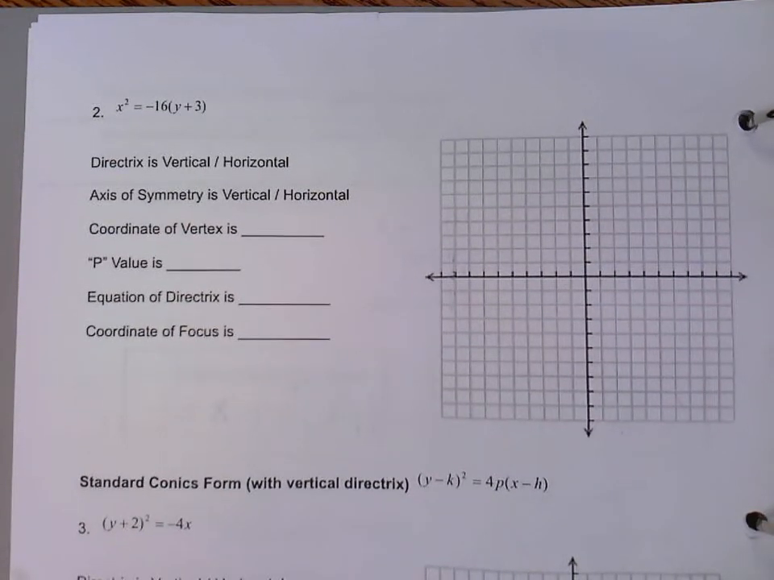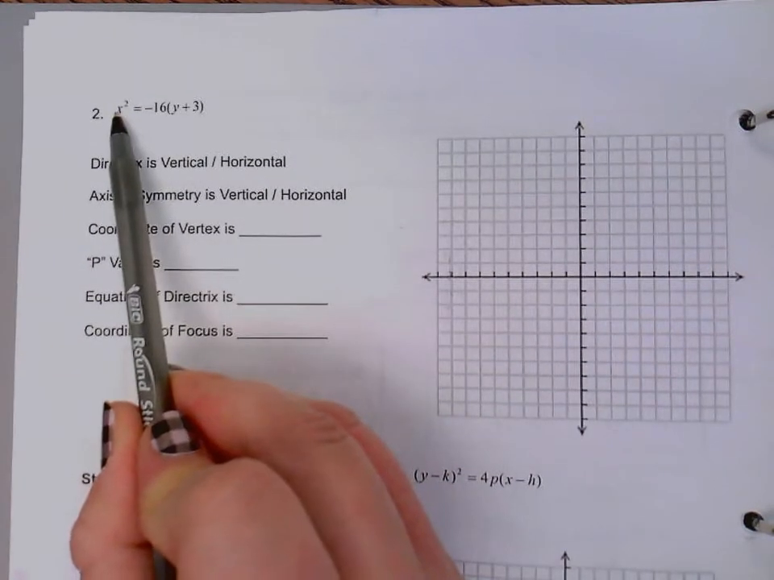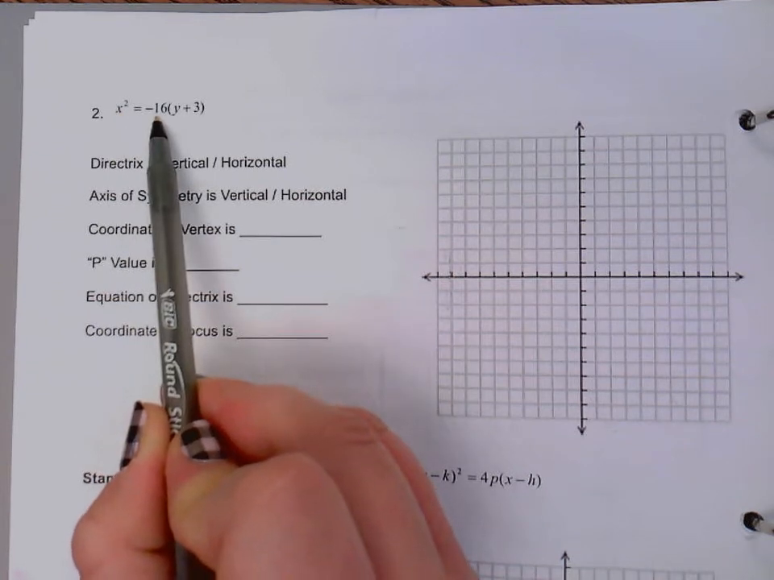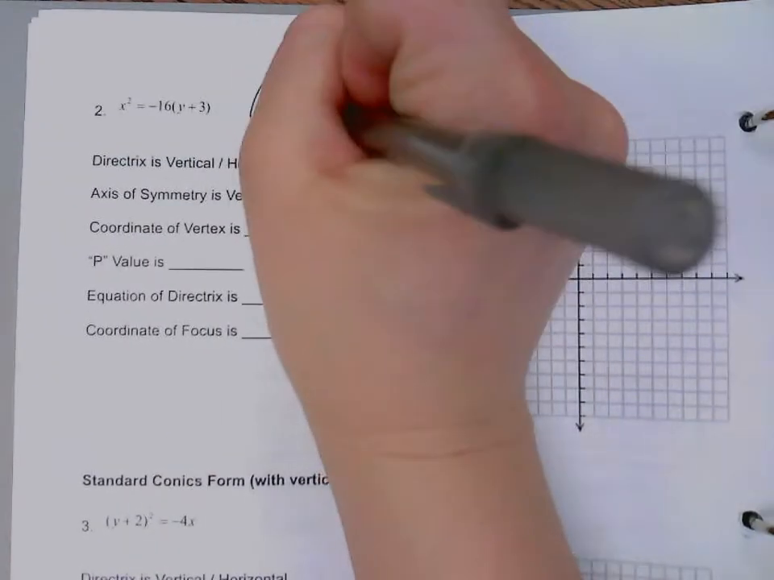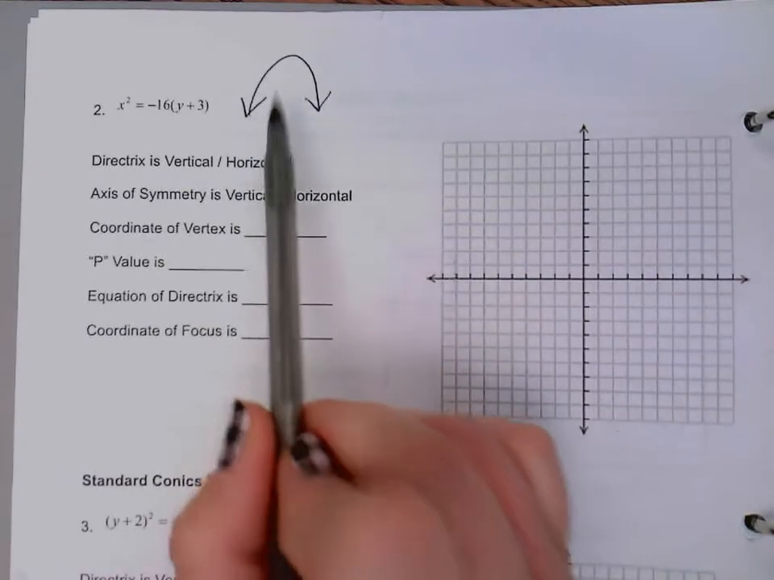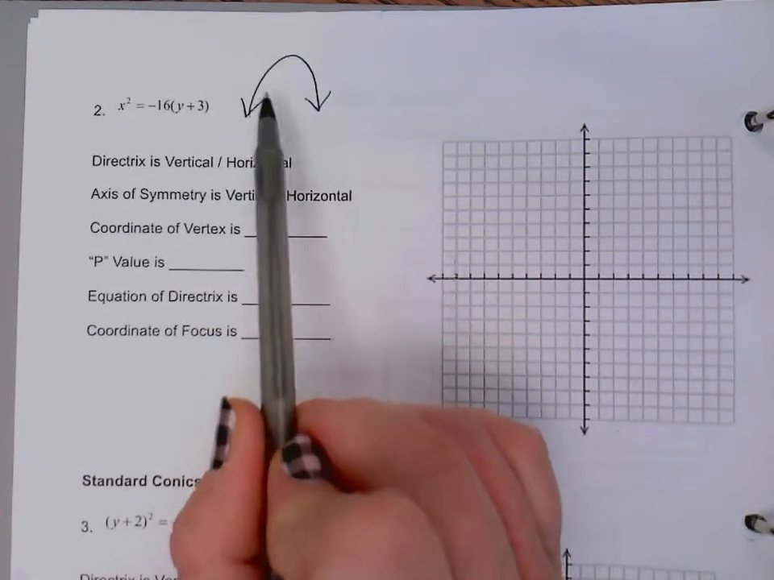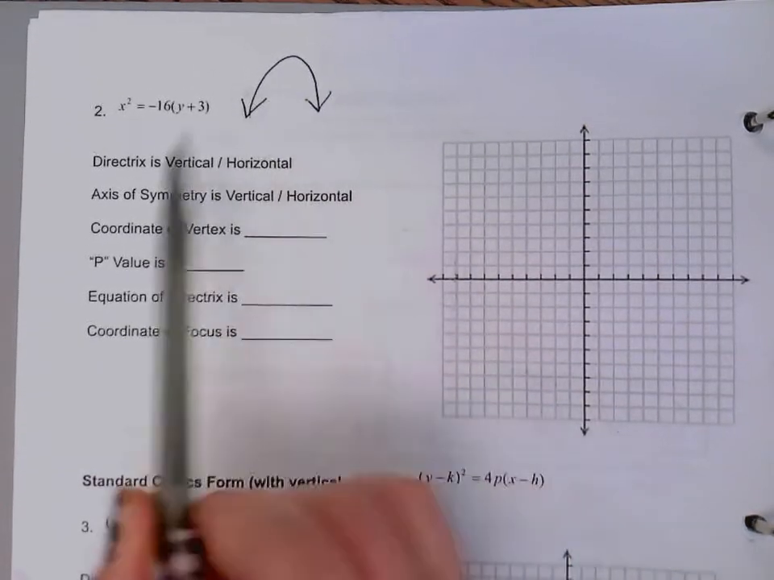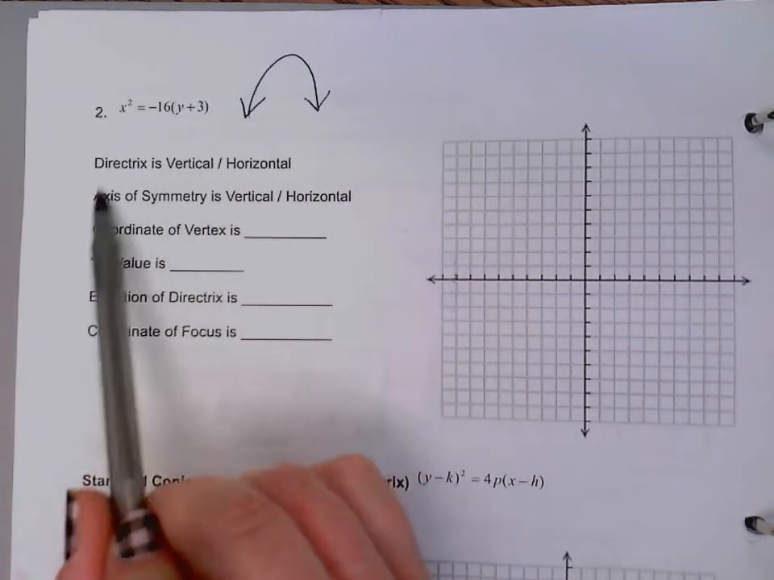So I'm going to still walk through it with you, and then we have some practice to do on our own when we come back. But x is being squared this time, and it's a negative p-value. So I just like to sketch what this is going to look like at the end. It's going to be a concave down parabola. So what does that tell me about the directrix and axis of symmetry?